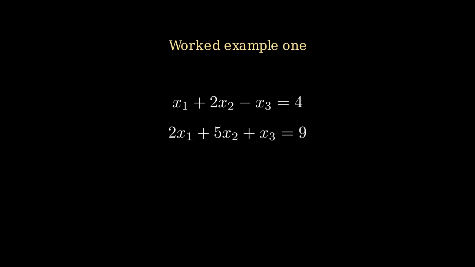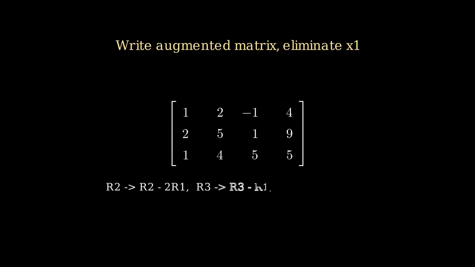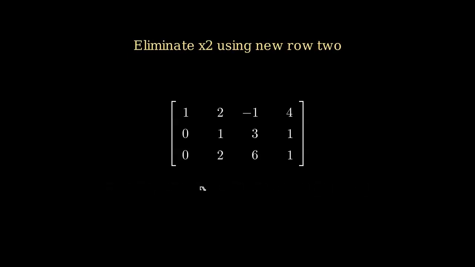Worked example 1. The system is x sub 1 plus 2x sub 2 minus x sub 3 equals 4. 2x sub 1 plus 5x sub 2 plus x sub 3 equals 9. And x sub 1 plus 4x sub 2 plus 5x sub 3 equals 5. We write this as an augmented matrix and eliminate x sub 1 from the second and third rows by subtracting suitable multiples of the first row. Then we eliminate x sub 2 from the third row using the new second row.